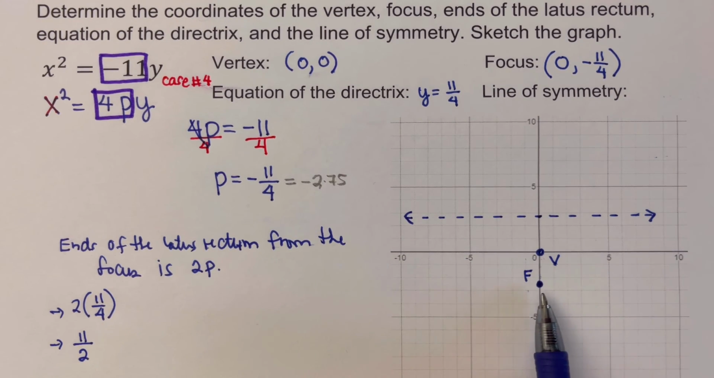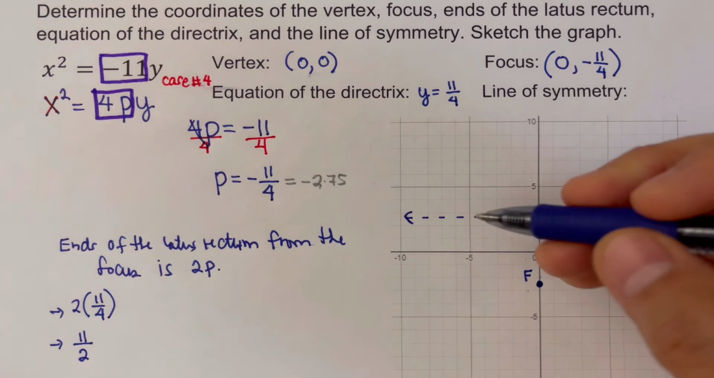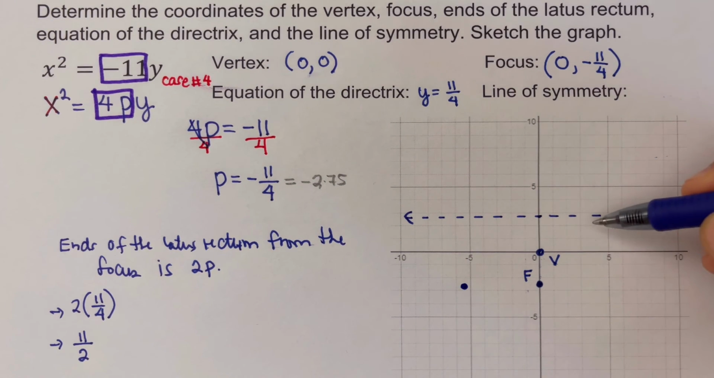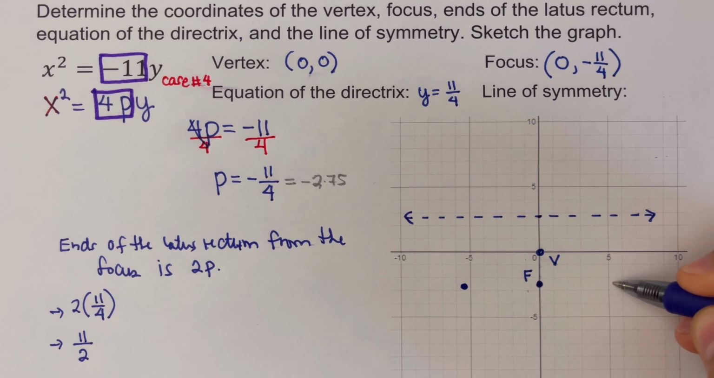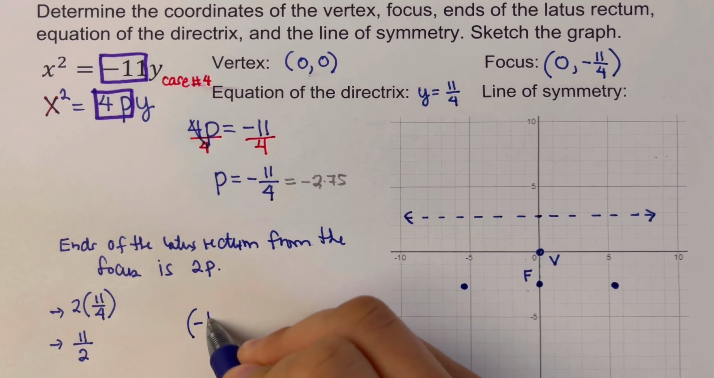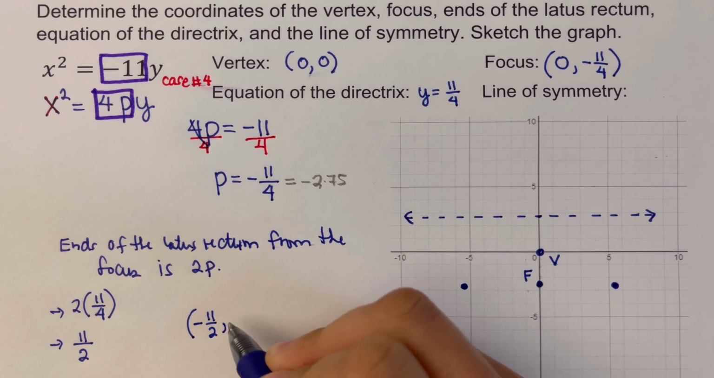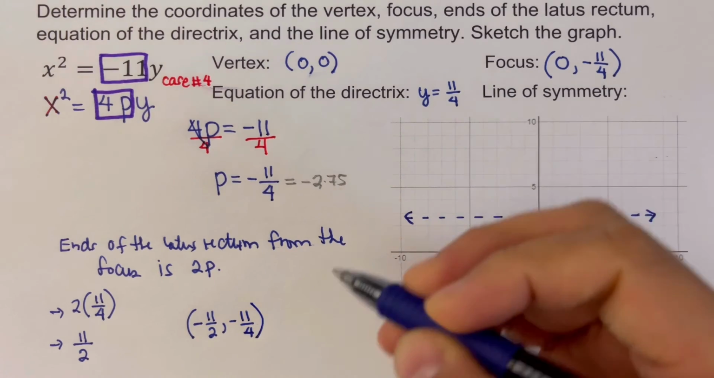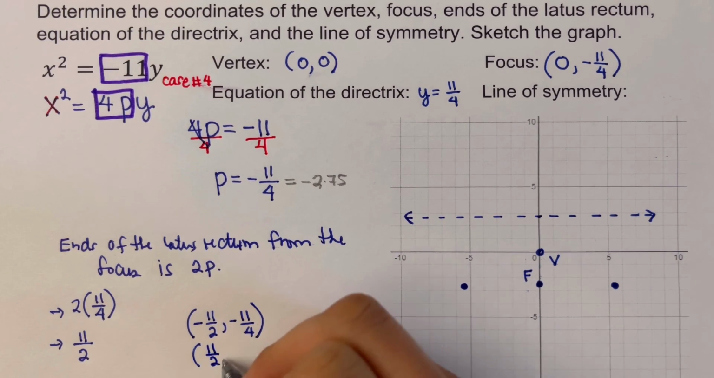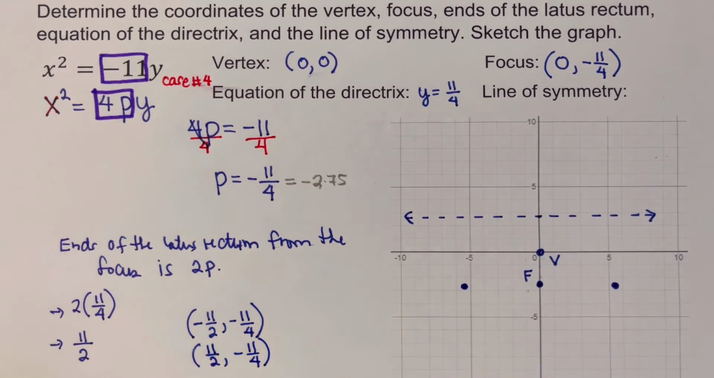So this tells us that from the focus, we go 11 over 2, or 5.5 units to the left and 5.5 units to the right. And so we go ahead and draw those points right here. So this is the first end of the latus rectum, and this is the other end of the latus rectum. Okay, we can go ahead and say that these 2 points are actually negative 11 over 2 and negative 11 over 4, that's the first end right here. And then the other end is positive 11 over 2 and negative 11 over 4. These are the ends of the latus rectum, so that we can go ahead and sketch the graph.